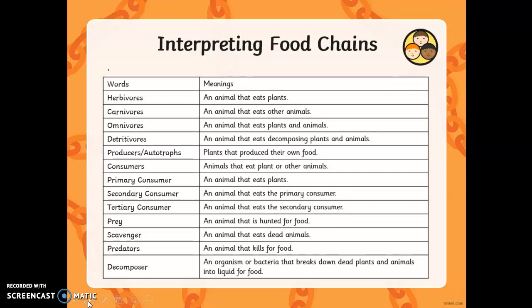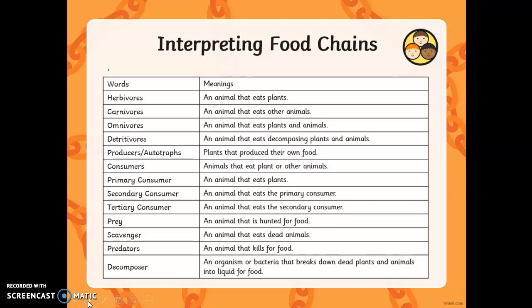Producers and autotrophs are plants that have produced their own food. Consumers, animals that eat plants or other animals. Primary consumer is an animal that eats plants, and the primary consumer is usually the first animal in our food chain. Secondary consumer is the second animal in our food chain, and that's an animal that eats the primary consumer. A tertiary consumer is an animal that eats the secondary consumer, so the third animal in our food chain.